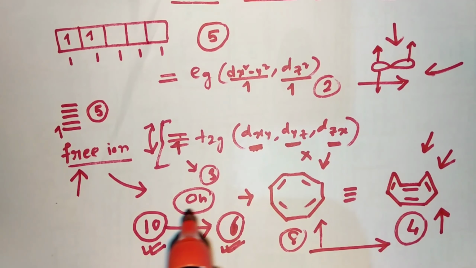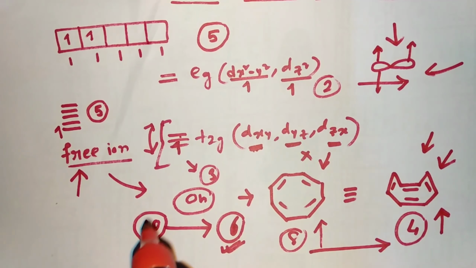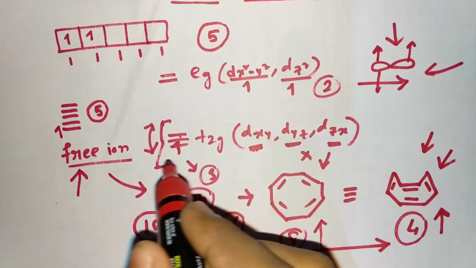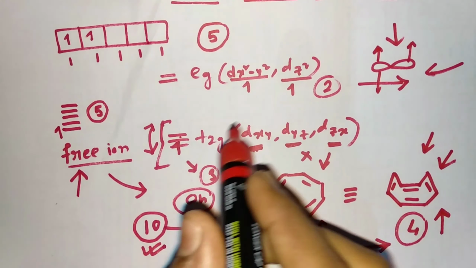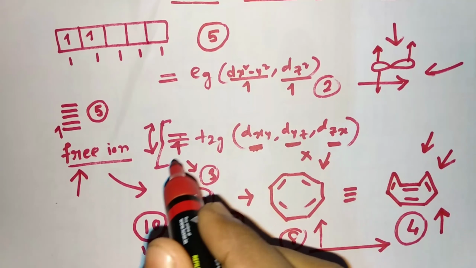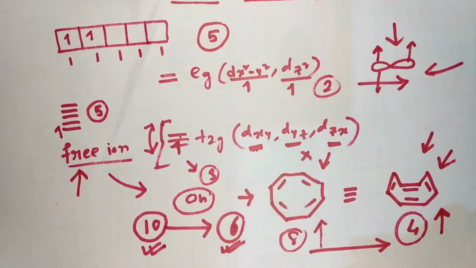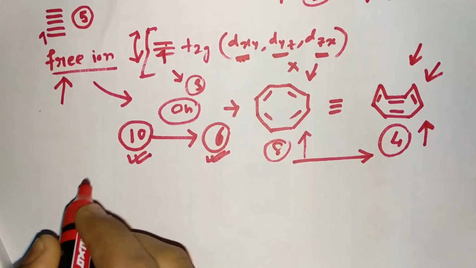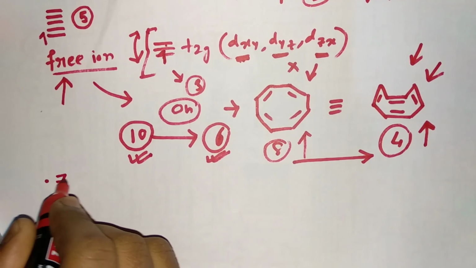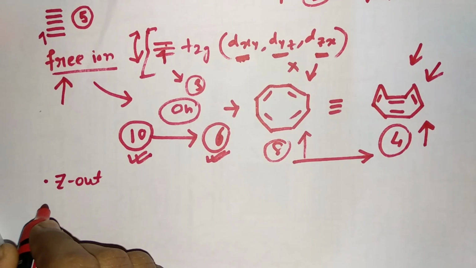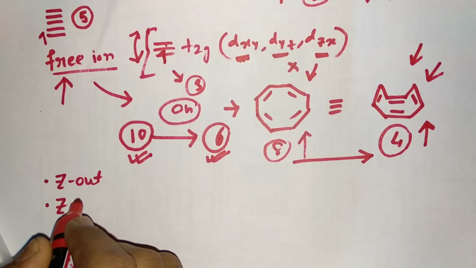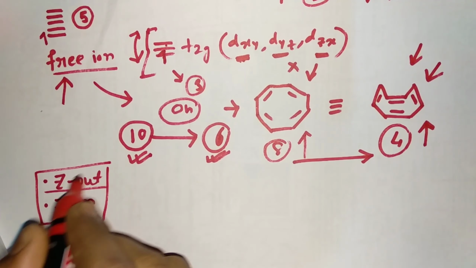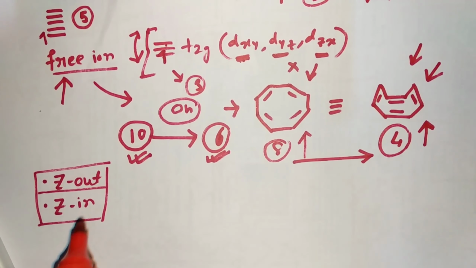And here I want to say something: I will give you another statement about Jahn-Teller distortion. So just keep watching, and that will help you determine which system shows JT distortion and which doesn't. Jahn-Teller distortion is actually of 2 types. One is Z-out distortion, and the second is Z-in distortion. So what are these? Let's first elaborate on Z-out distortion.